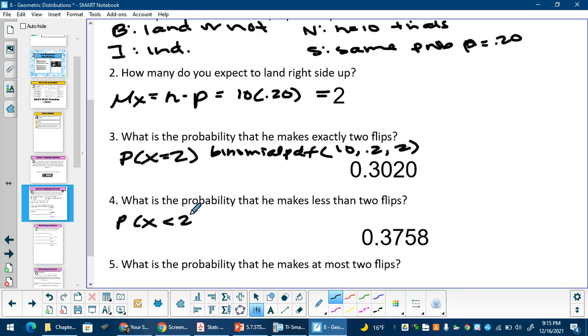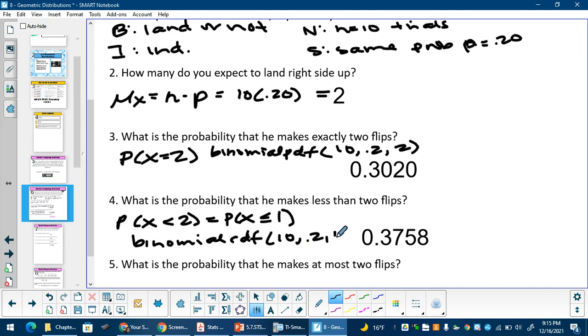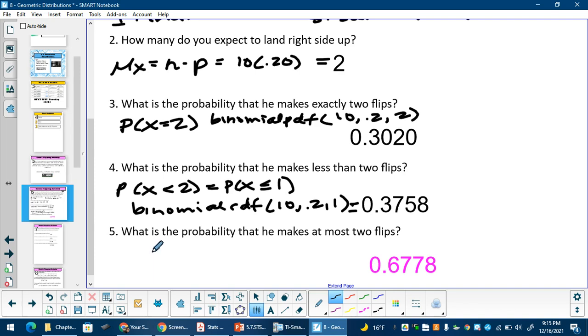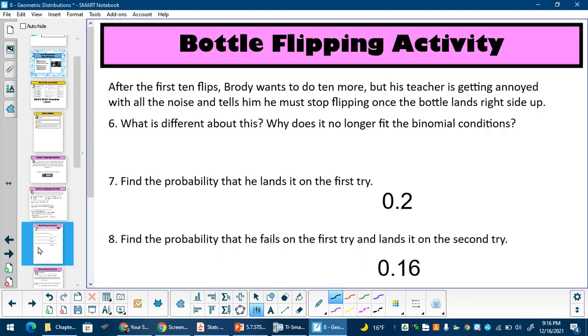Probability he makes less than 2. Right, so this one is a little tricky. We haven't done one like this. So less than 2 is really the same thing as less than or equal to 1. So you would use binomial CDF, but you wouldn't go to 2. You would just go to 1, and you should get that. And last, what is the probability he makes at most 2? So you can include the 2. So you do the same thing as above, binomial CDF, but you would do up to 2. So remember, it's your number of trials, your probability, and the value you go up to for the CDF.